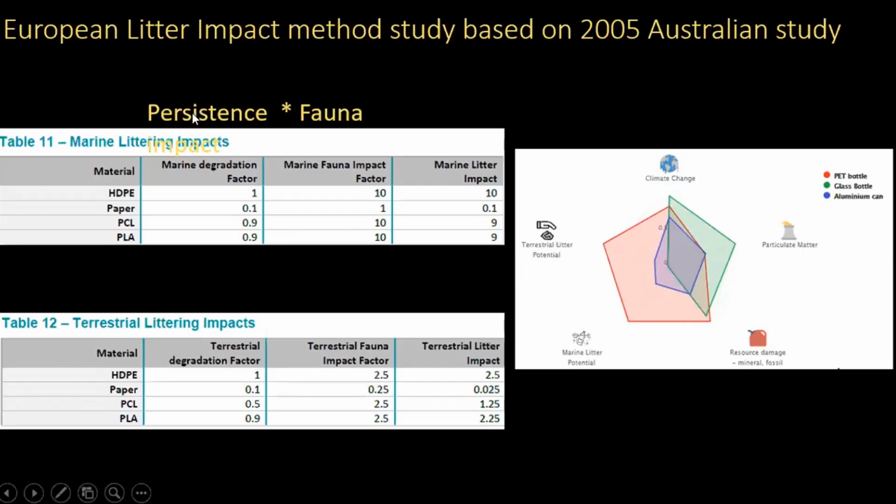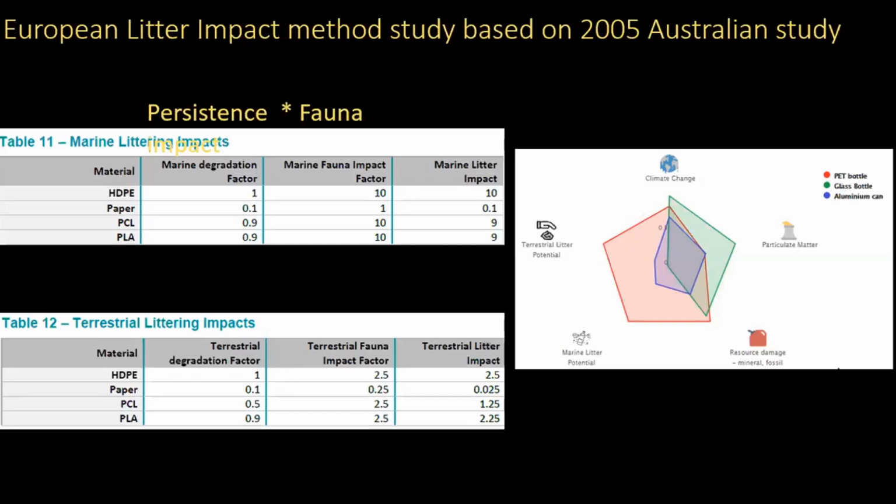And it uses a persistence times a fauna impact ratio. So it looks at, for different materials, how persistent they would be in the marine environment or in a terrestrial environment. And then while they are there, what sort of damage they would cause fauna in those two environments, and they're multiplied together to give a really simple indicator. So we can measure litter impacts in a relative way. That is, once something is littered.